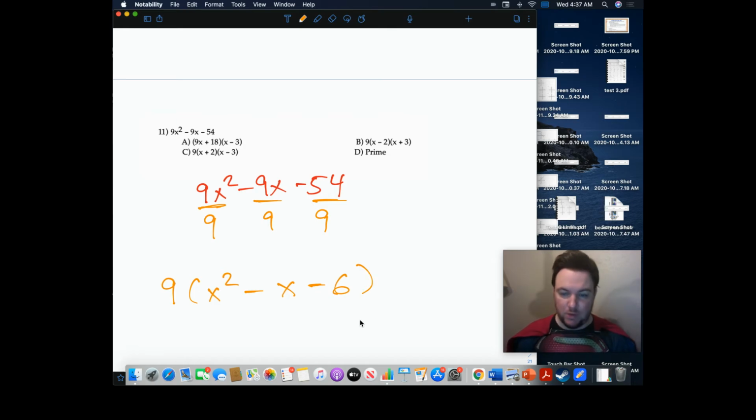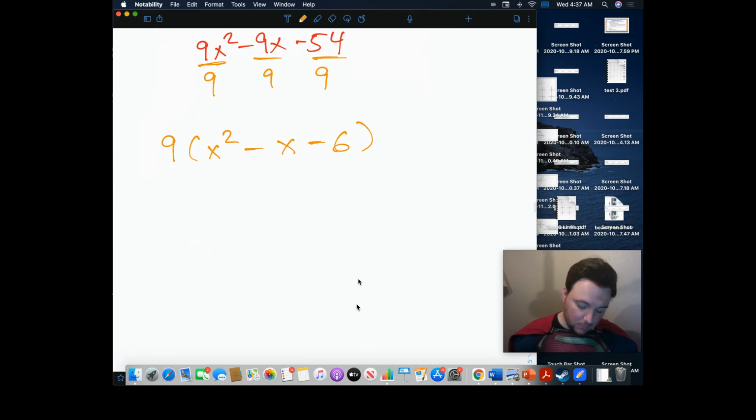It's called factoring out the GCF. If you find a GCF, factor that out first and then solve the problem. So this is going to break down to x minus 3 times x plus 2, and then we have the 9 on the outside. In other words, negative 3 plus 2 is negative 1. All right, boom. There's our answer.